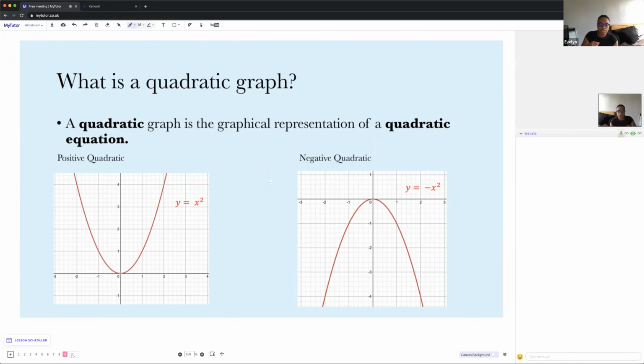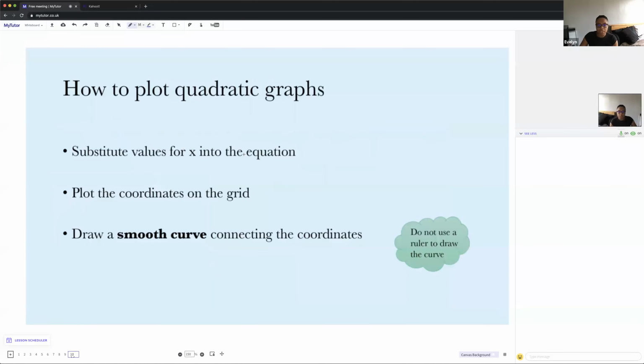If your x squared is positive, then it will be like a smiley face. If your x squared is negative, then it will be like a frown. So be very, very careful. You have to know that for both foundation and higher GCSE Maths, to be able to recognize which one's a positive one and which one is a negative one. So be very careful with that.